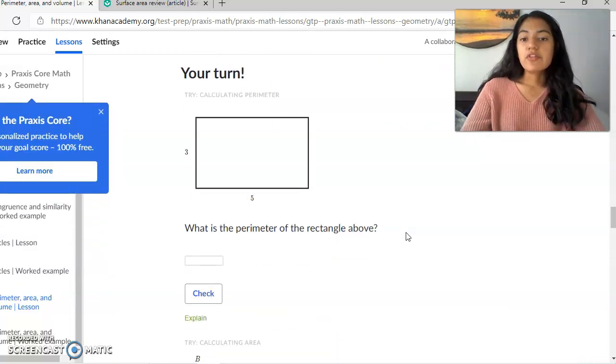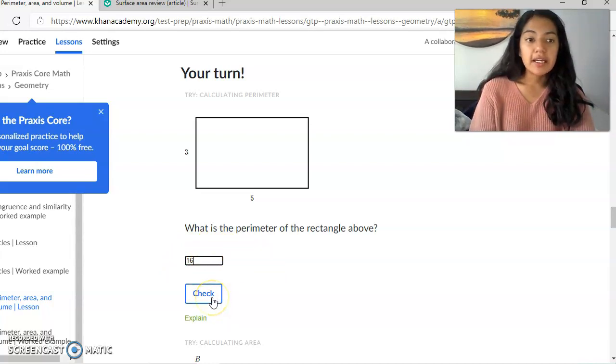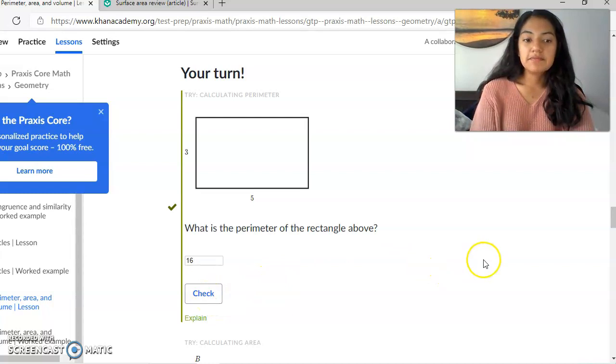So we have 3 and 5 as our length and width, so we would add them. That would be 8. And then we multiply by 2, and that gives us 16. You type in what your answer is here in the box, then you click check to see if you got it right or wrong, and there it is.